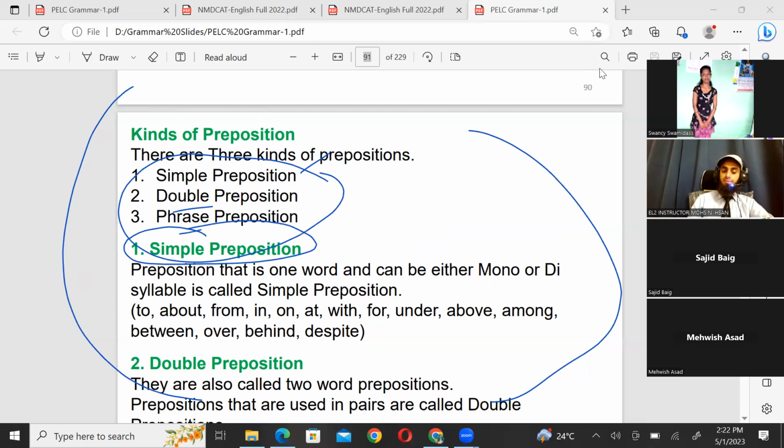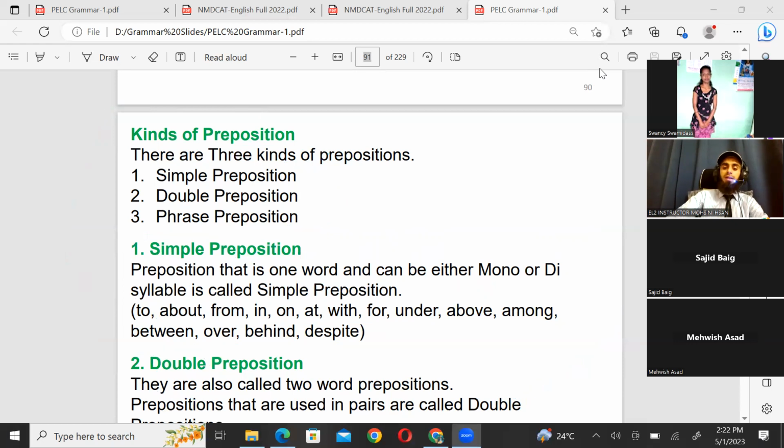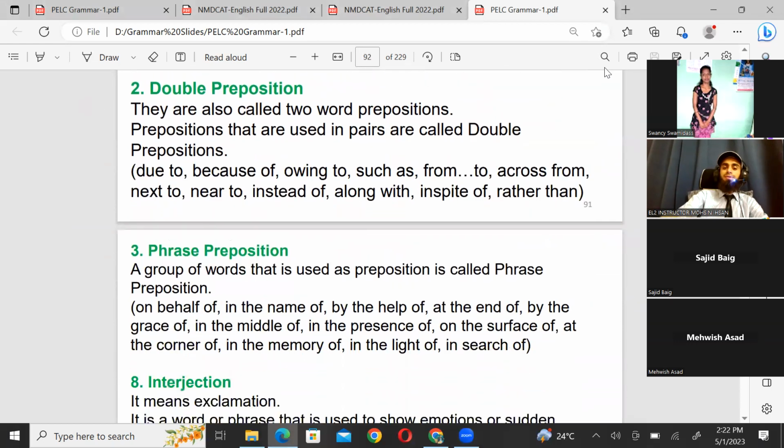Simple, double, and phrase. Now in simple prepositions, all those words which come only as one word, all those words which are singular in nature, they are called simple prepositions. But if they become double, they are going to be called double prepositions. Like for example, because of.